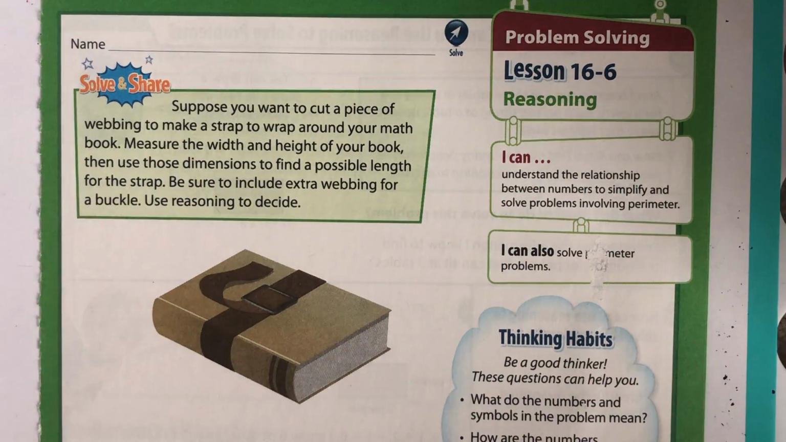Lesson 16.6 Reasoning. I can understand the relationship between numbers to simplify and solve problems involving perimeter. I can also solve perimeter problems. Suppose you want to cut a piece of webbing to make a strap to wrap around your math book. Measure the width and height of your book, then use those dimensions to find a possible length for the strap. Be sure to include extra webbing for a buckle.